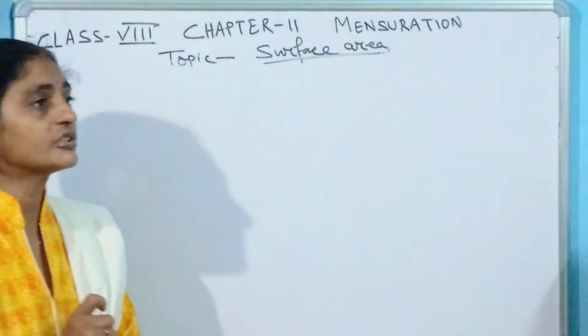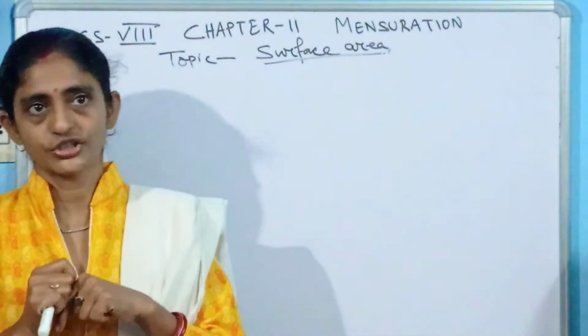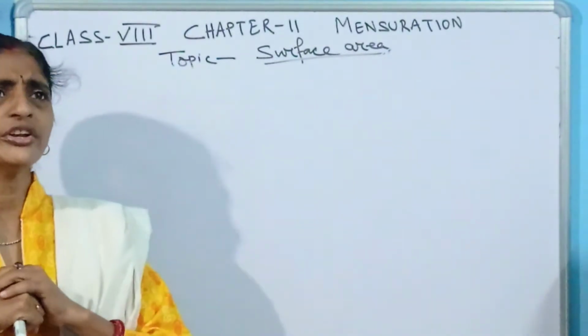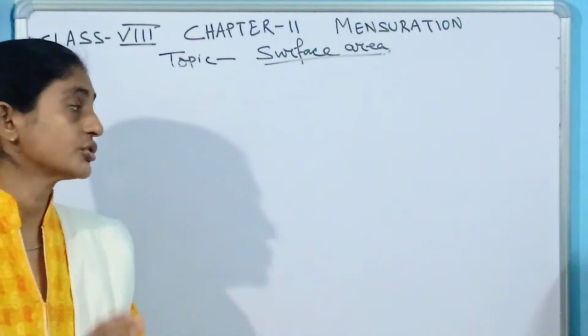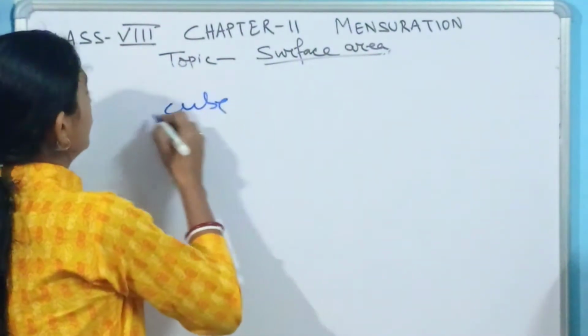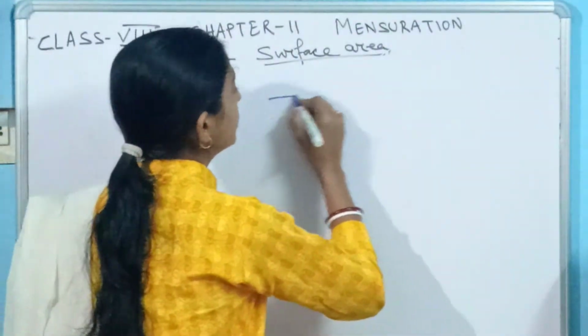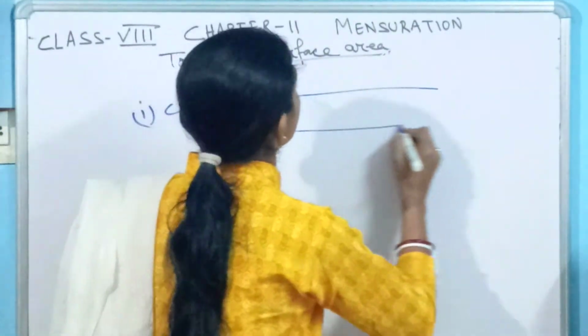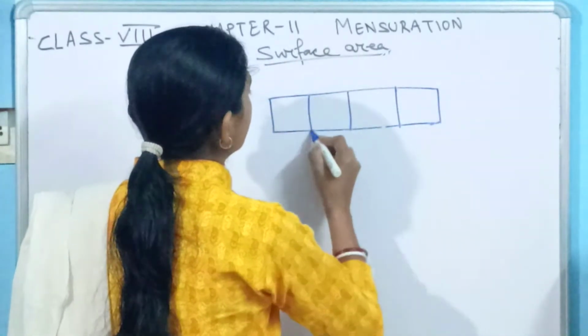Before we discuss these solid shapes, we must be aware of the net of these shapes. You can remember what you have done in class 6 or 7, when we discussed the net of a cube. So if I consider the first case, that is the cube, how will it look if I make the net of a cube? Okay, let's see.